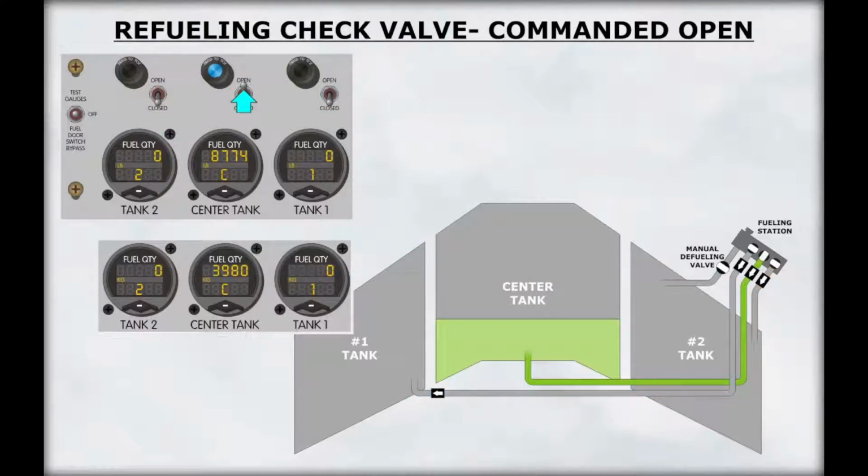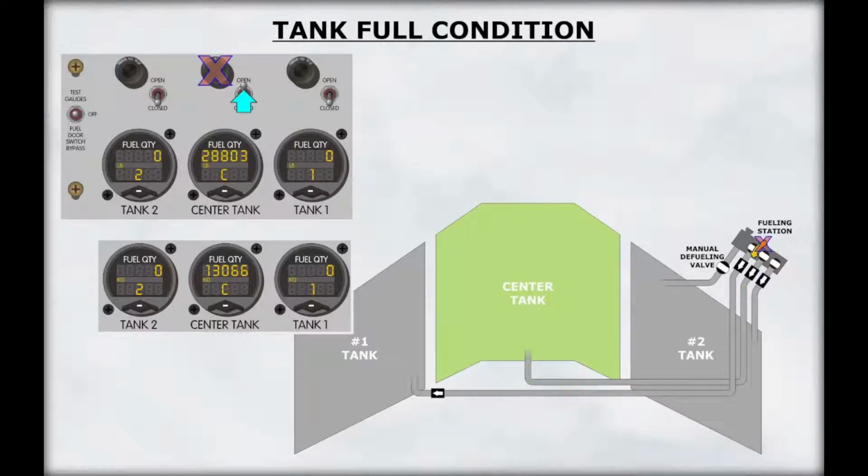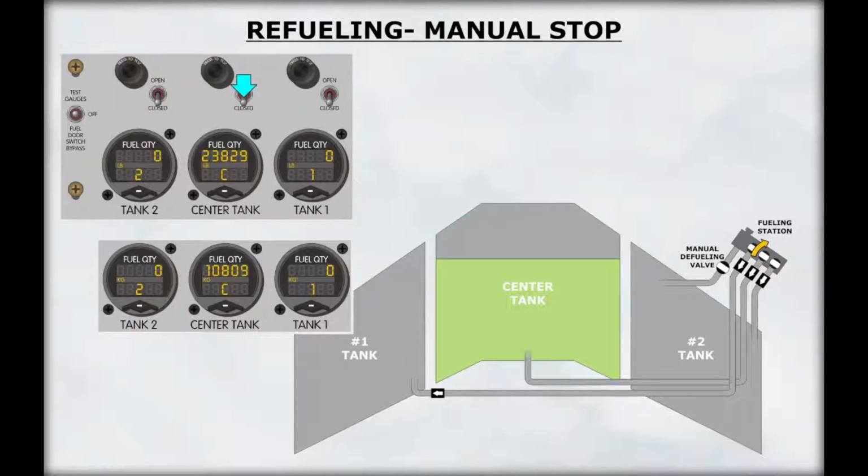When a fueling valve switch is selected to open, its respective light illuminates blue, provided that the associated tank is not full. The blue light only indicates that the solenoid is energized. It does not necessarily mean that the associated valve is open. If the tank is full, the associated fueling valve will not open, and the associated position light is extinguished. A fueling valve automatically closes when the associated tank is full.